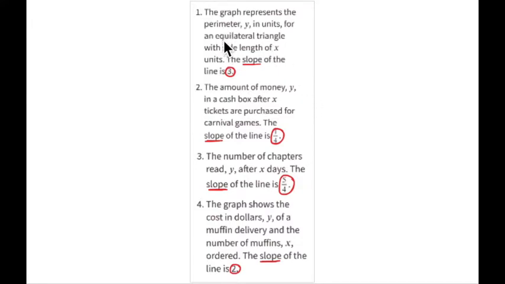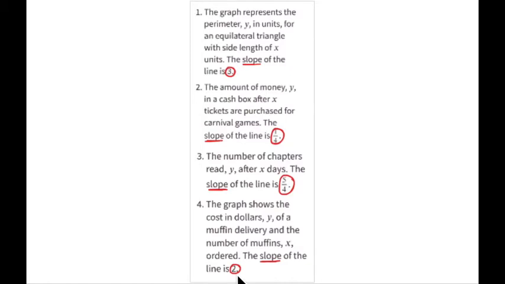So if you look at the situations for 1 through 4, each slope is different. Number 1 has a slope of 3. Number 2 has a slope of 1/4. Number 3 has a slope of 5/4. And number 4 has a slope of 2. So you can figure out which graph goes with which situation just based on the slope of the graphs.